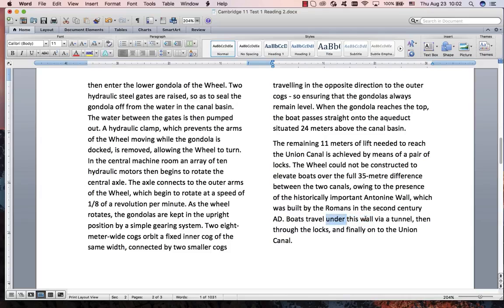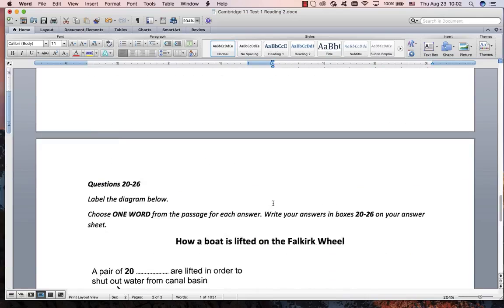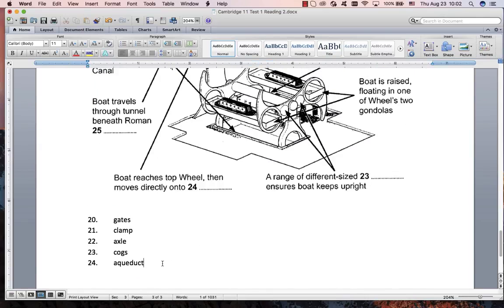What do they go under? Under a wall. I guess you can use a capital letter there as well if you want, but I'm just going to use that one. Under the wall, beneath the wall. The grammar didn't help us there, but the vocabulary did.